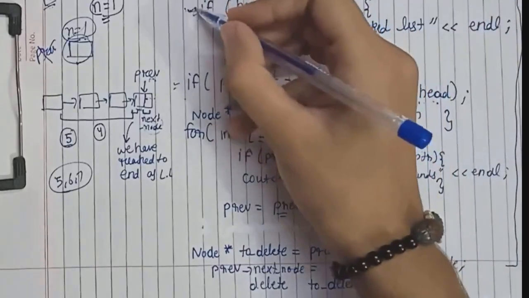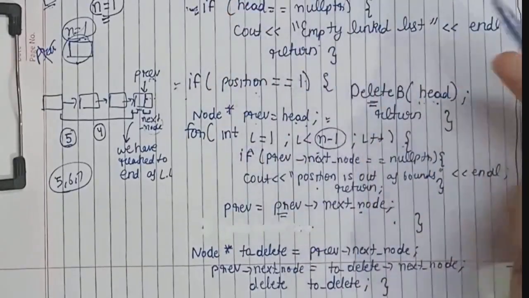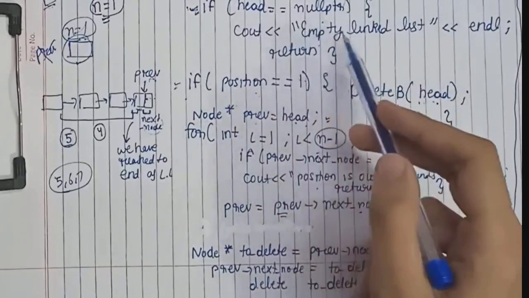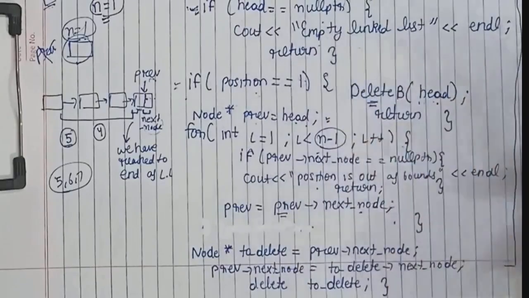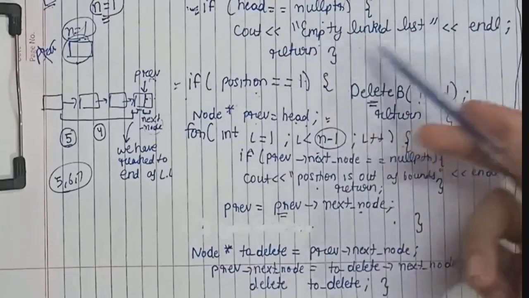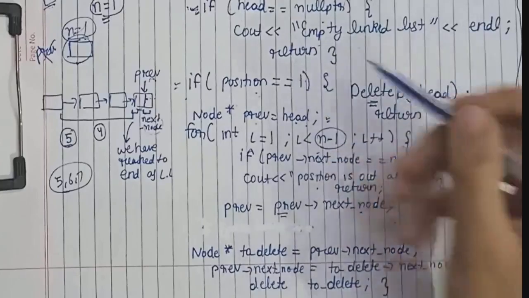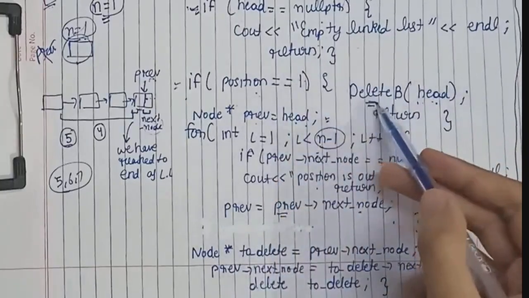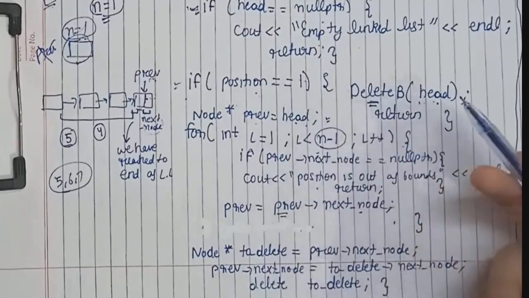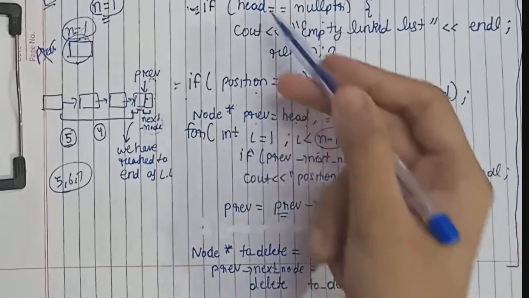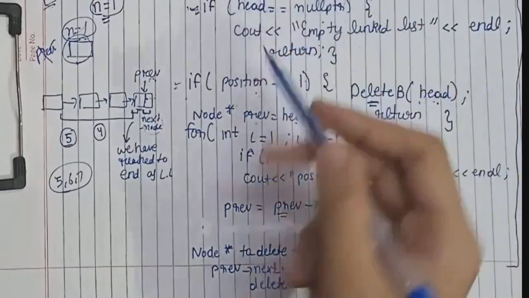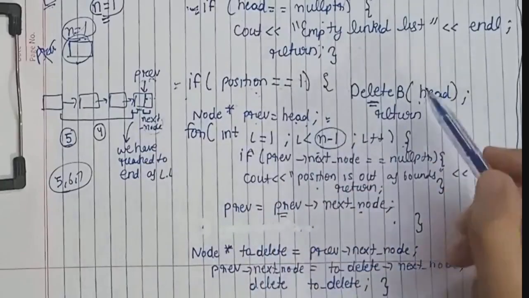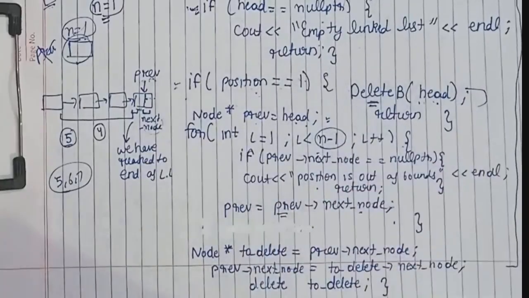The first condition was checking whether the list given to us has elements or not. If it doesn't have any element, then we will print that the list given to us is empty, and we will return from here. And if position is equal to 1, we will call the delete b function, because we know that our approach for this delete between function was using the concept of previous, which will not work for position equal to 1. So we will call the delete b function for this.